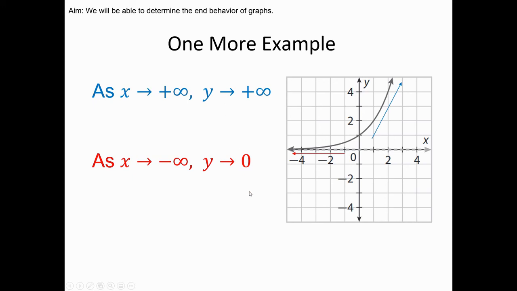but we know that it will always go in that direction. And that's what end behavior means. It just means describe what the end directions are.